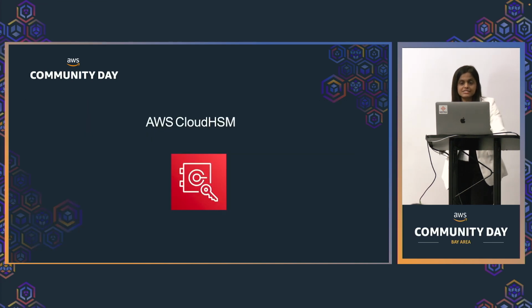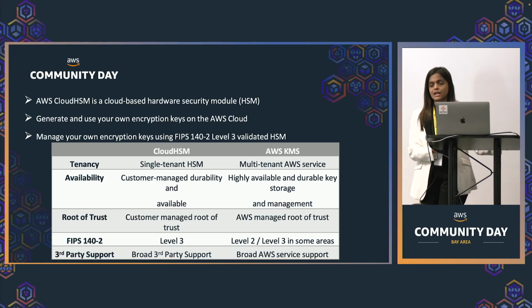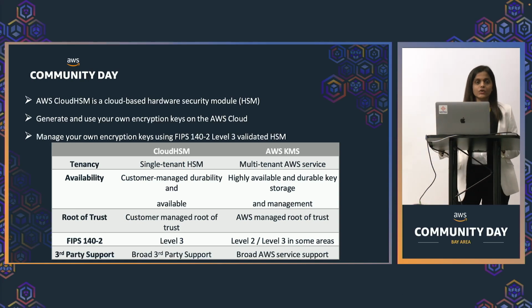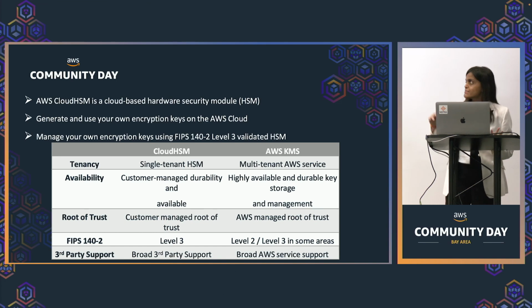CloudHSM is the next service which we will utilize within our architecture. So what is CloudHSM? It's a hardware security module based on AWS. It's basically a physical storage where you would be able to manage your cryptographic operations, and it will also provide storage for your cryptographic keys. It's a single tenant application within AWS. It is not shared with multiple tenants. That is the basic difference between CloudHSM and KMS.